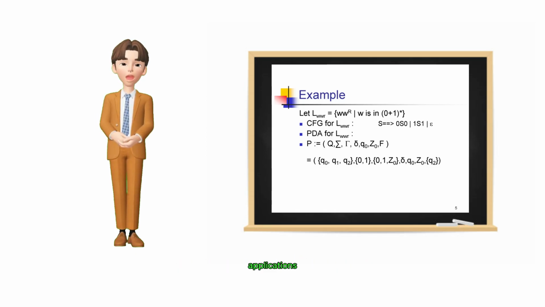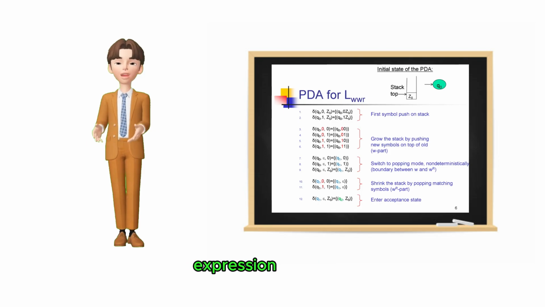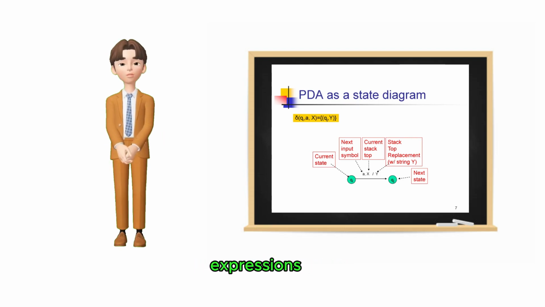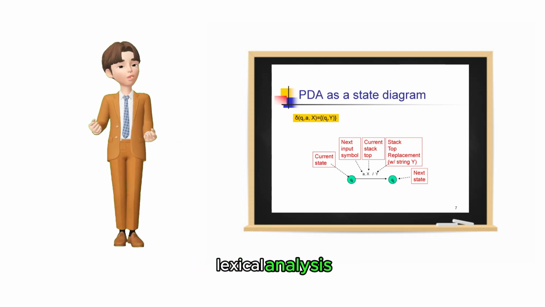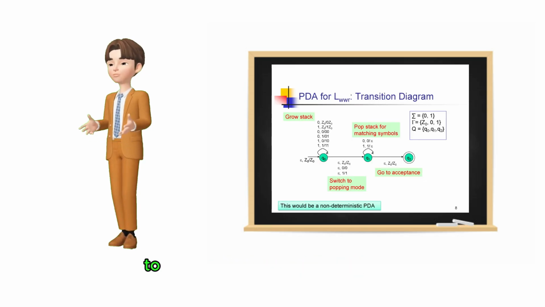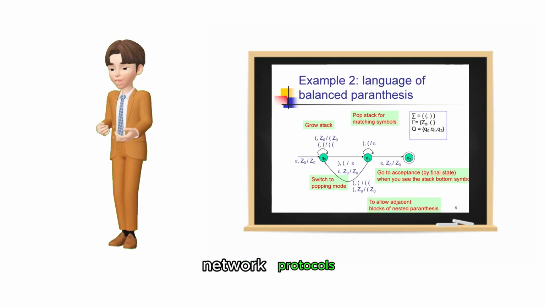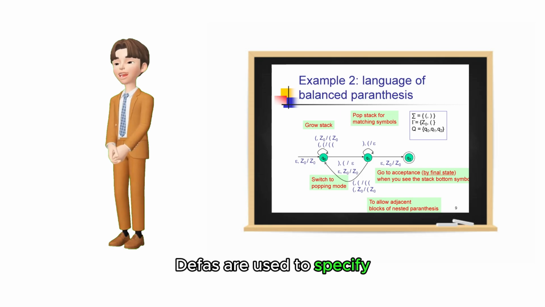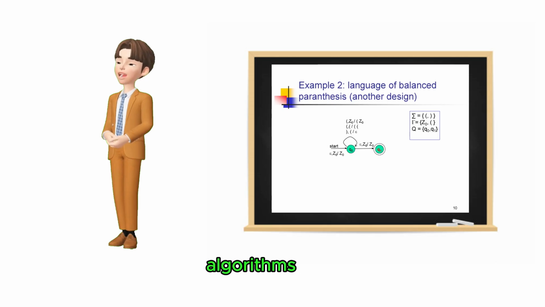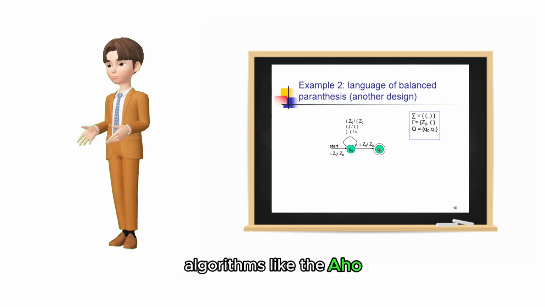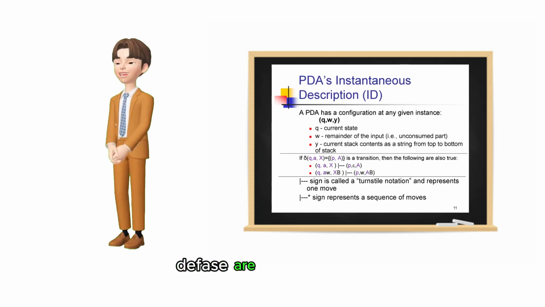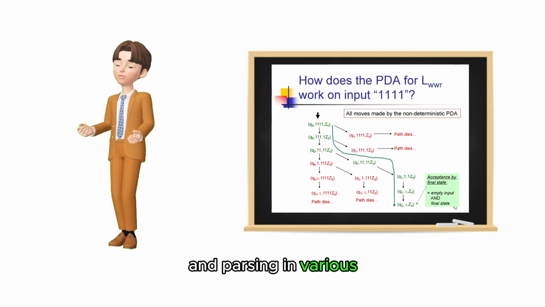DFAs are used in various applications, such as regular expression matching. DFAs are used to efficiently search for patterns in text by converting regular expressions into DFAs. Lexical analysis. In compiler construction, DFAs are employed for tokenizing or lexing the source code to break it into meaningful tokens. Network protocols. DFAs are used to specify and process network protocols and validate input data. Text search algorithms. DFAs are used in algorithms like the Aho-Corasick algorithm for fast string matching. Syntax checking. DFAs are used for basic syntax checking and parsing in various applications.